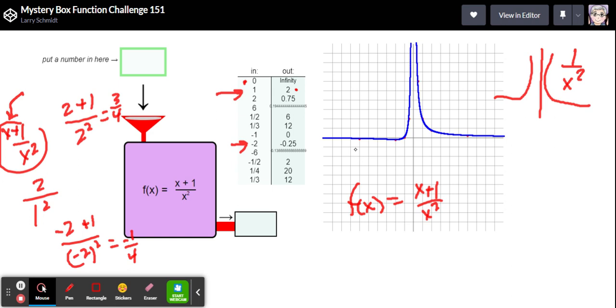Well, how did that go for you? I think that was super tough. If you got in the ballpark of a rational function, I think you should feel pretty good about that.